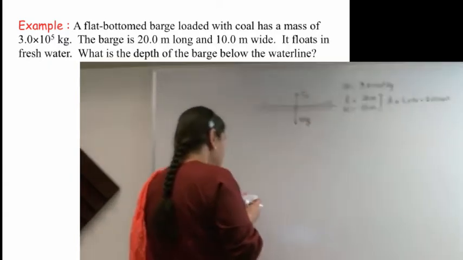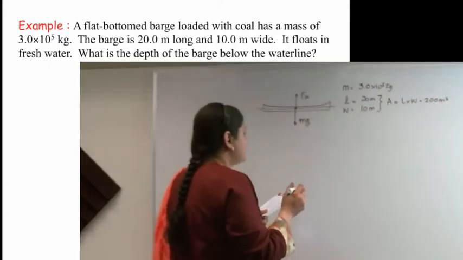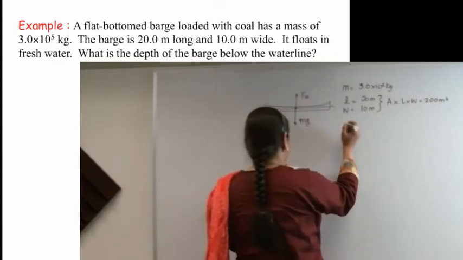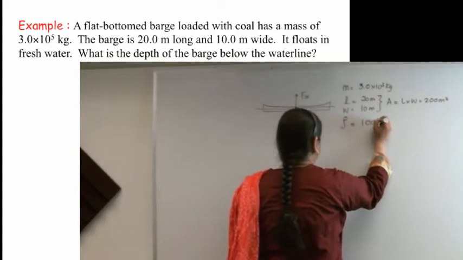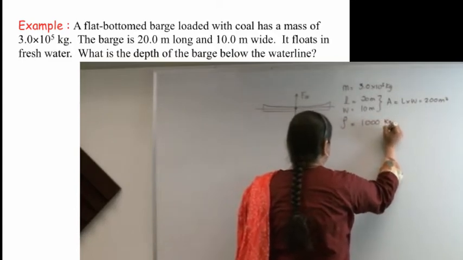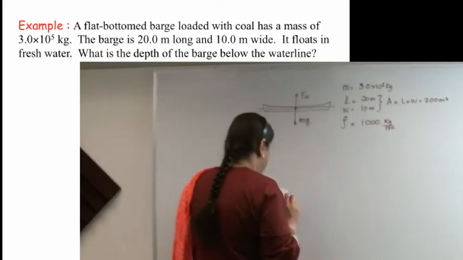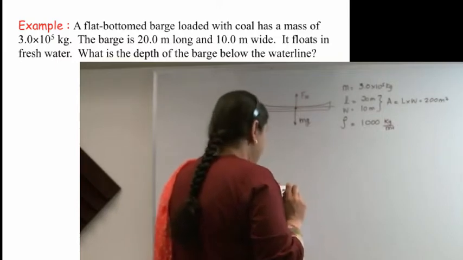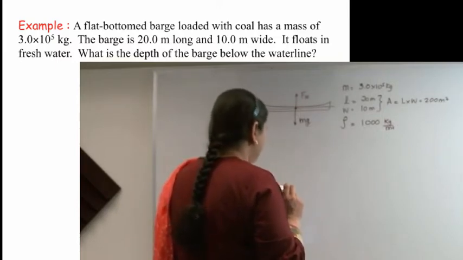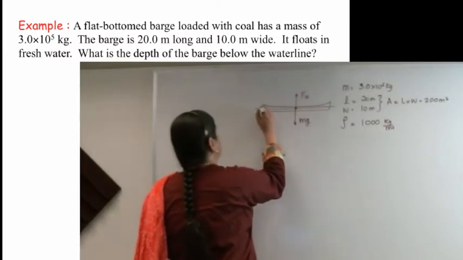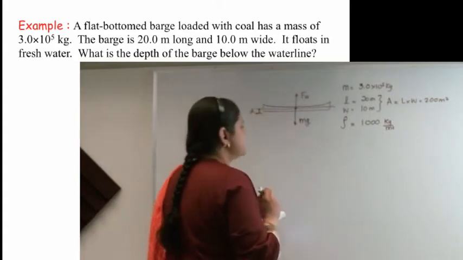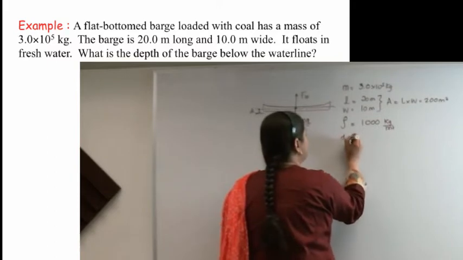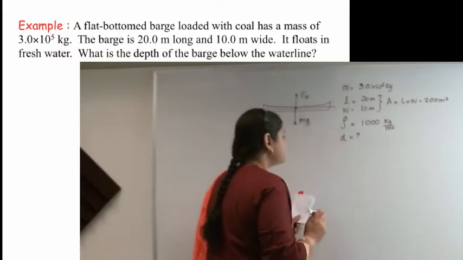And then it says that it floats in fresh water. So that also gives me another piece of information: rho for fresh water is 1,000 kilograms per meter cubed. And what is the question asking me? The depth of the barge below the water line. So this is the little tiny depth that I'm looking for. I'm going to call this d. So d is what I want.